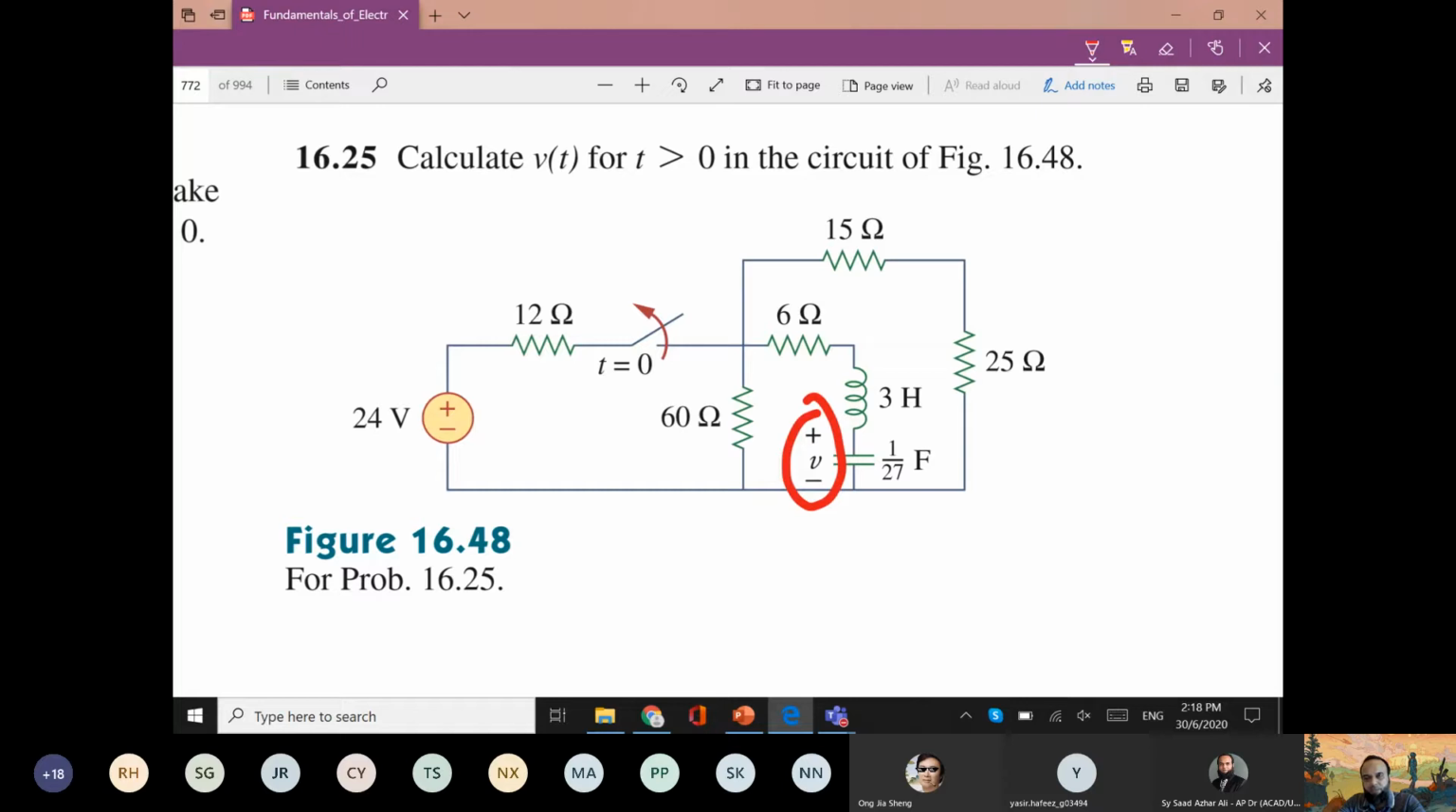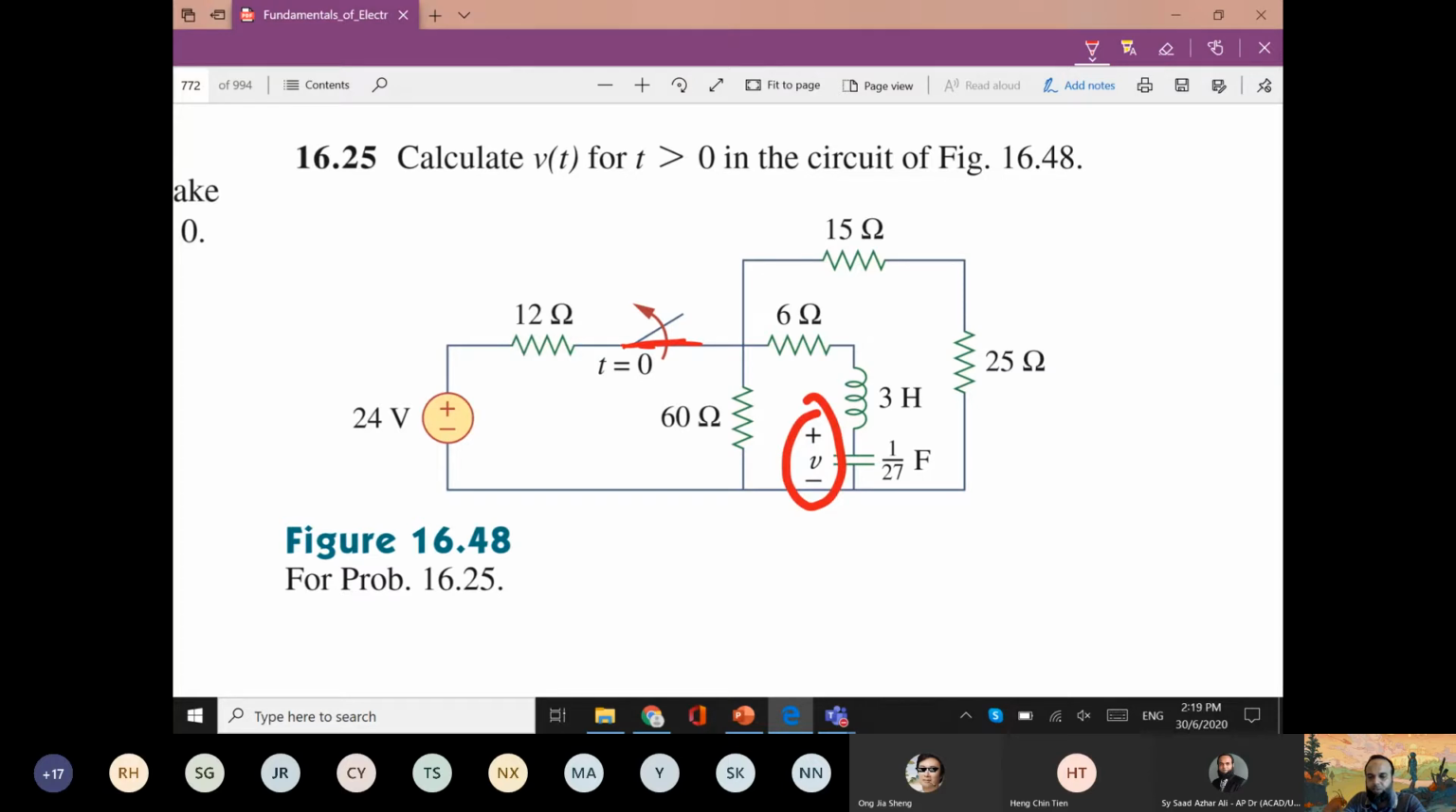Can anyone tell me what is the difference between this question and the previous question, the one that we just did? So the initial condition. Yes. How do we know that there is an initial condition? When t equals 0, it becomes an open circuit. All right, very good. So we can see that this switch was closed before t equal to 0, and at t equal to 0, the switch is opened.